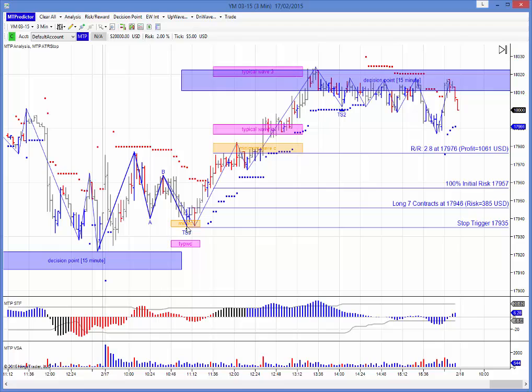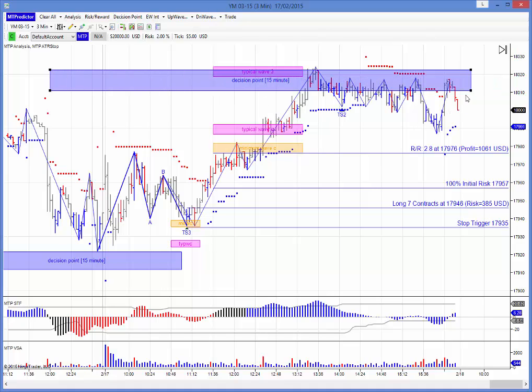The type of wave 2 correction I particularly like is where it subdivides into a minor or lesser degree ABC, which is exactly what we had into our TS3 buy setup. So this would be a wave 2. In Elliott wave terms, after a wave 2, we're anticipating a strong wave 3 move.